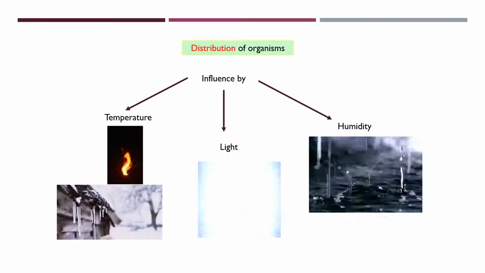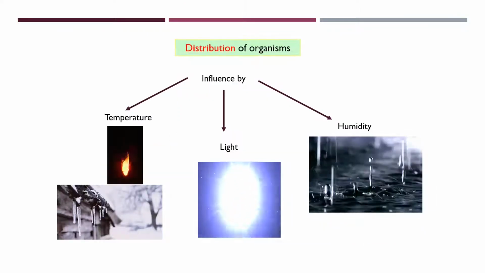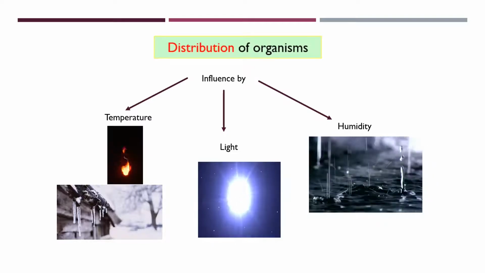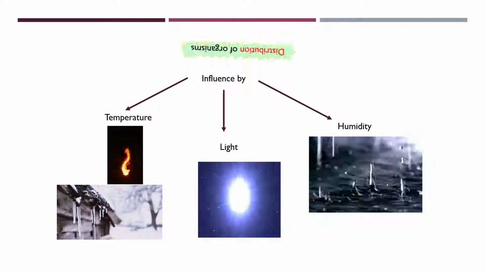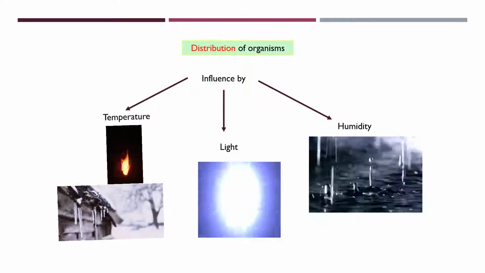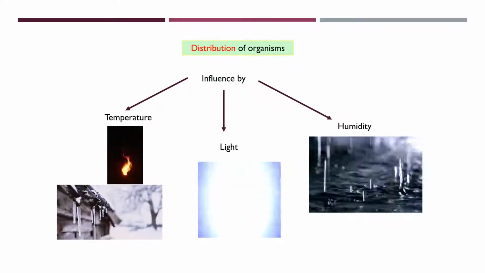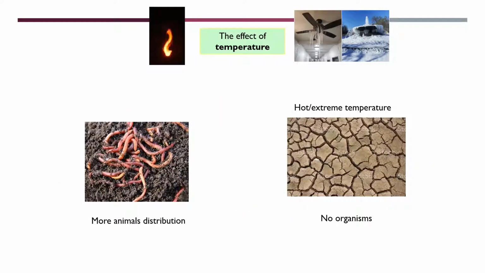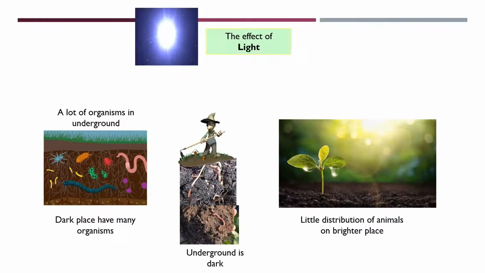Now we will learn about what factors determine the distributions of organisms. Distribution of organisms is influenced by temperature, light, and humidity. Look guys, look! There is more animal distribution at mild temperature. And there is no organism at hot and extreme temperature.